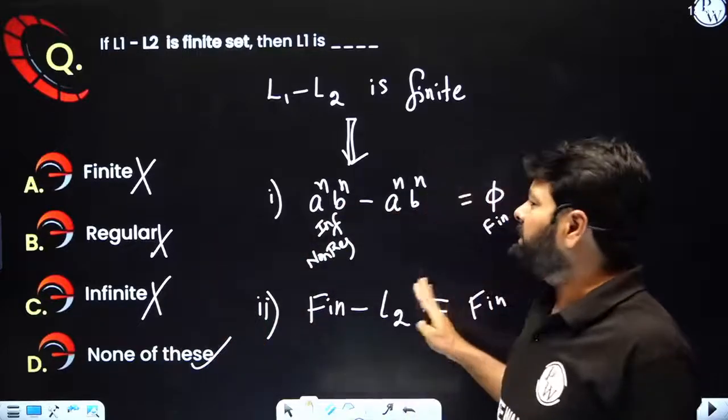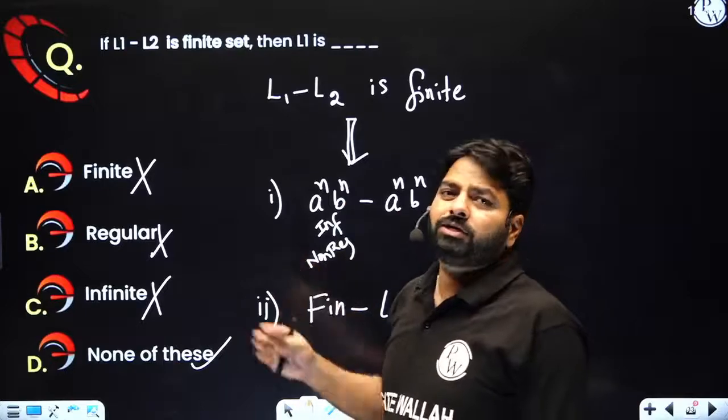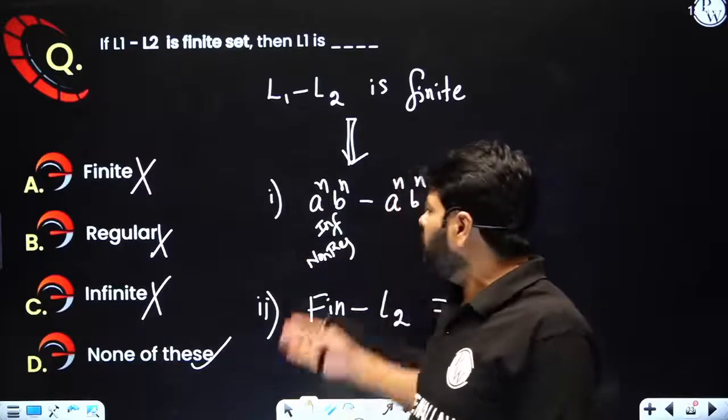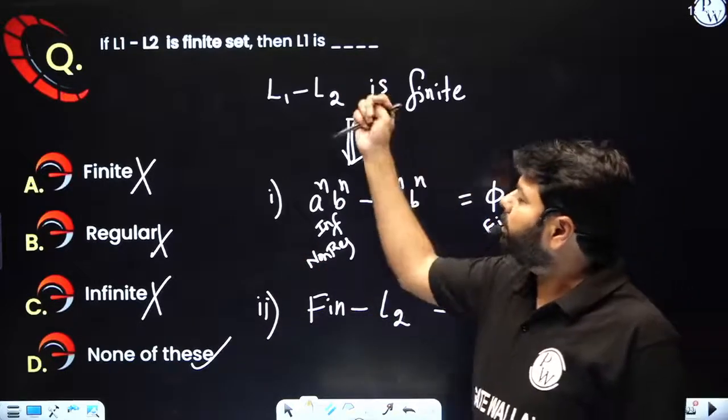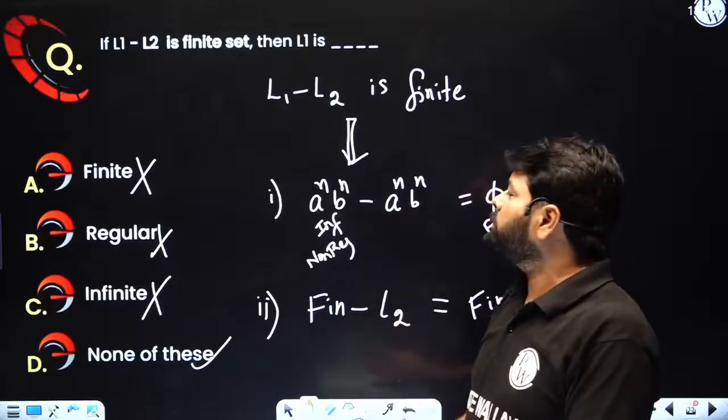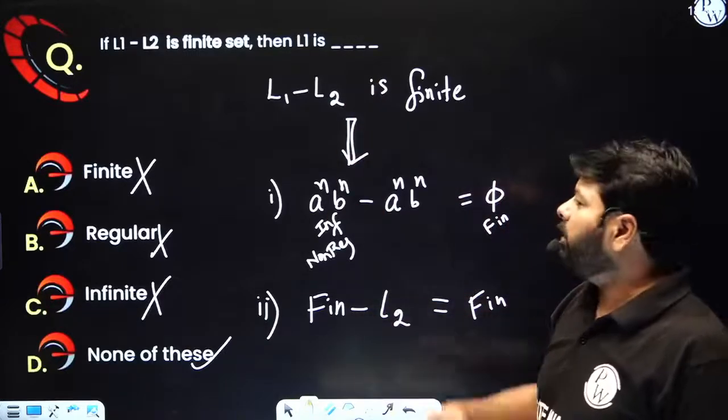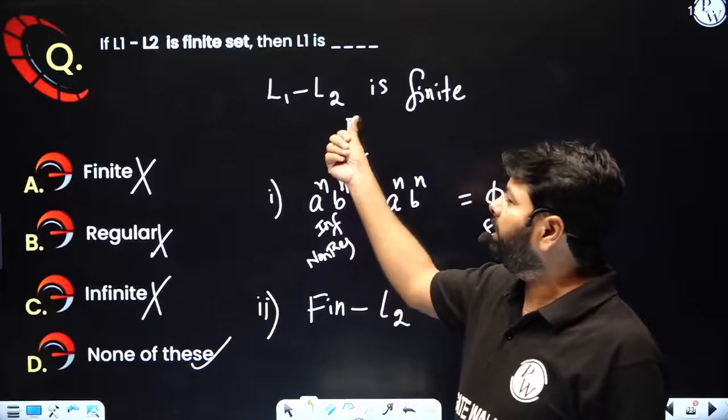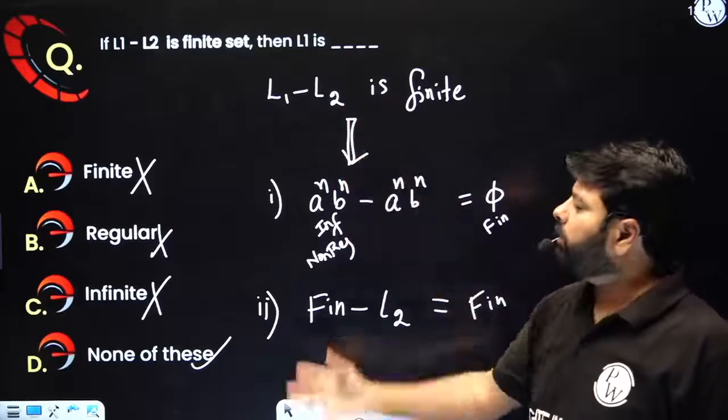Here we are not able to conclude it, but you should think about it. When I was thinking about L1, you got the L2 answer also. You can also think about L2. L2 may be finite or infinite, maybe regular, maybe non-regular. Do you get all the possibilities?